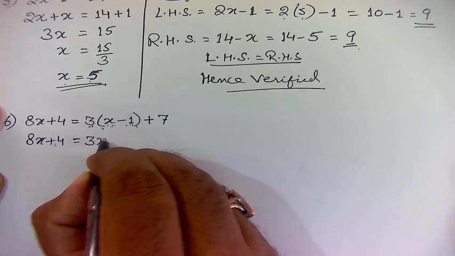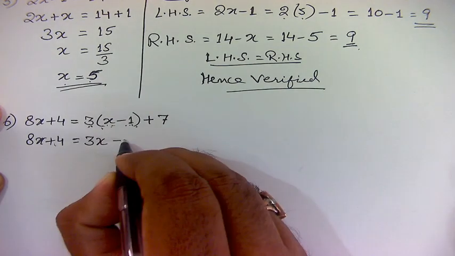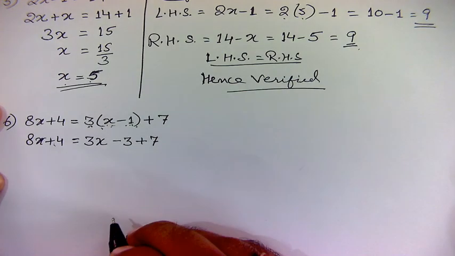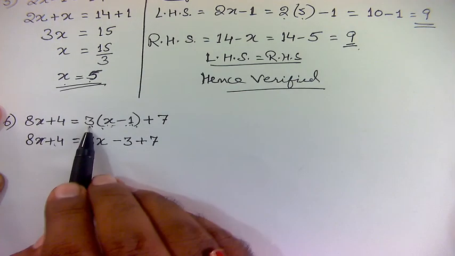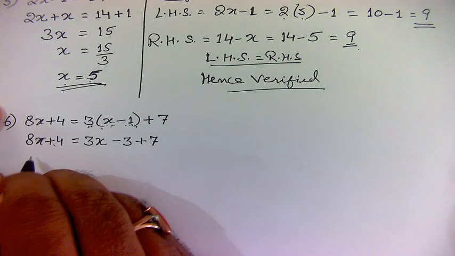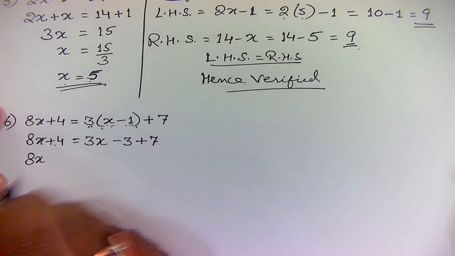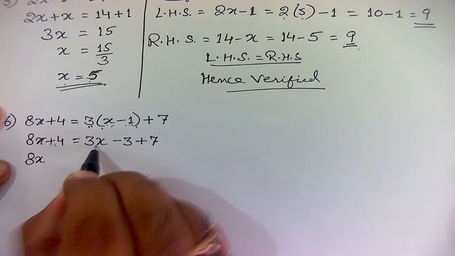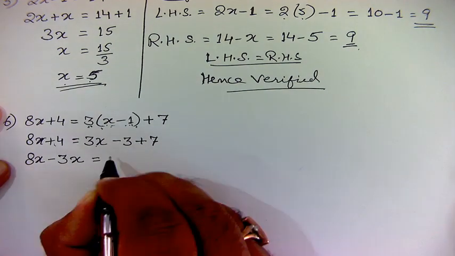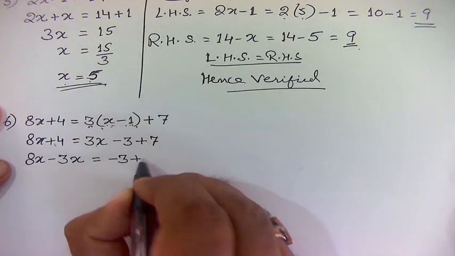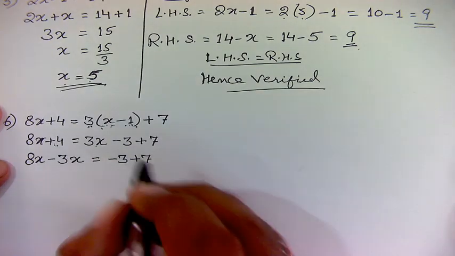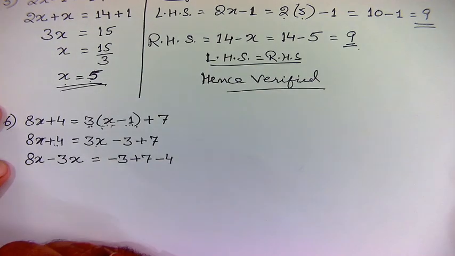So 3 multiply x gives you 3x, and 3 multiplied by minus 1 gives you minus 3, and plus 7. We have to multiply 3 with both the terms inside the bracket. Now you can simplify it further. So you have 8x. Now this 3x on right hand side can be shifted to left side. You get minus 3x equals to, here you have minus 3 plus 7, and this plus 4 when shifted to the right hand side it gives you minus 4.